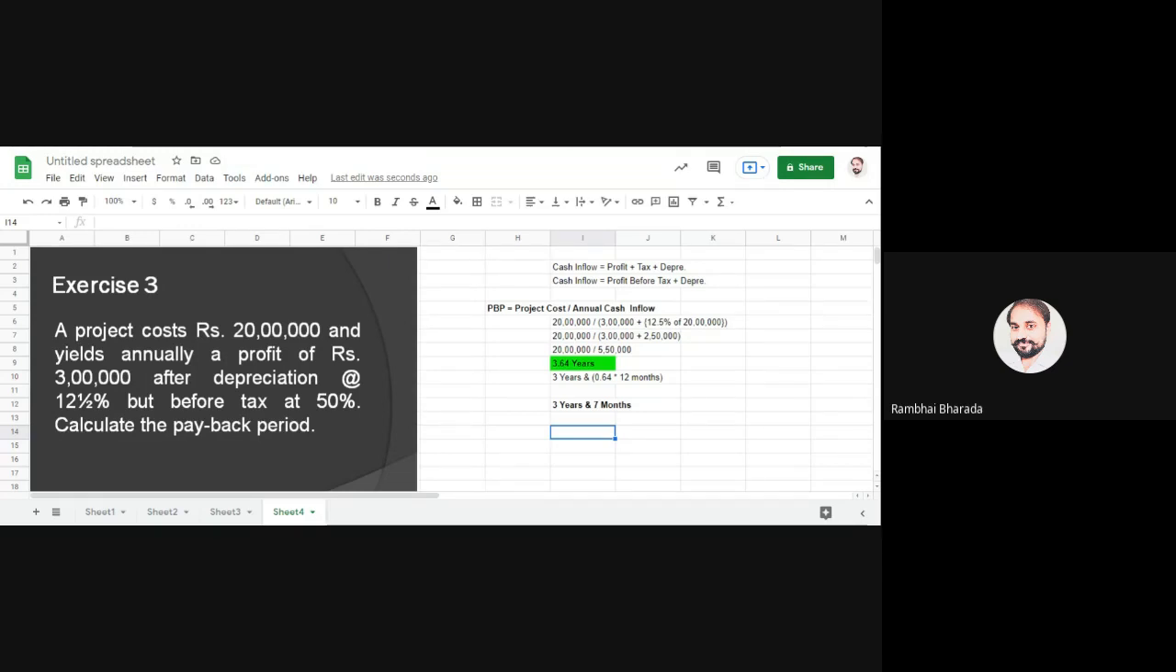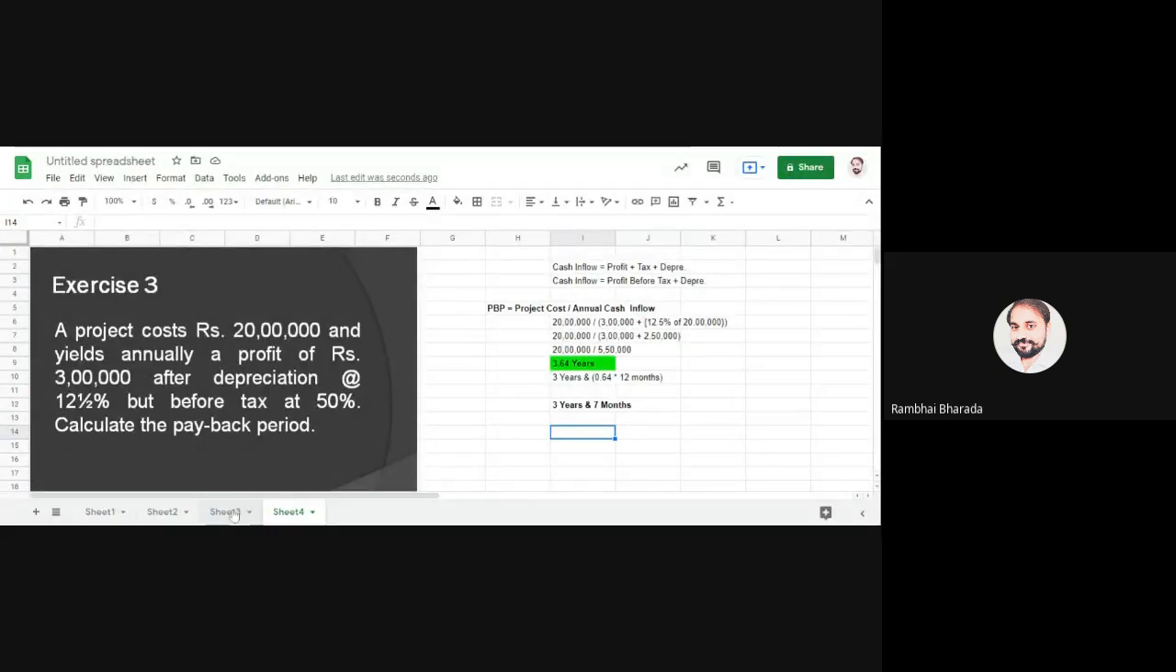So in this practical question, we have learned how to find a cash inflow if profit is given to you, whether it is profit before tax or profit after tax, and how to convert a point into months. These two things we have learned in this question number 3, exercise number 3. Now see, up to this, what we have discussed.